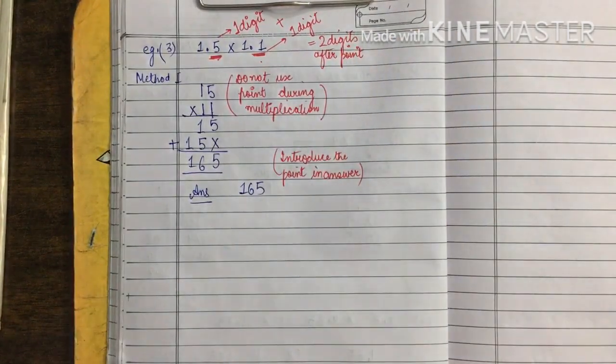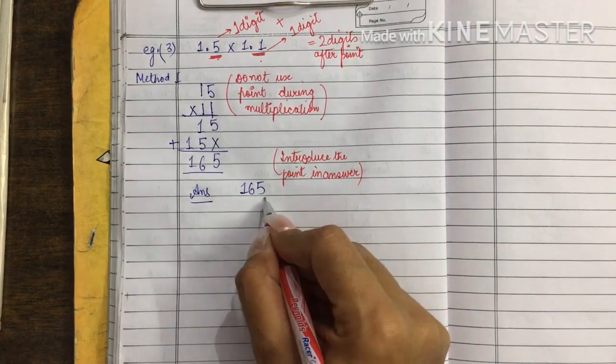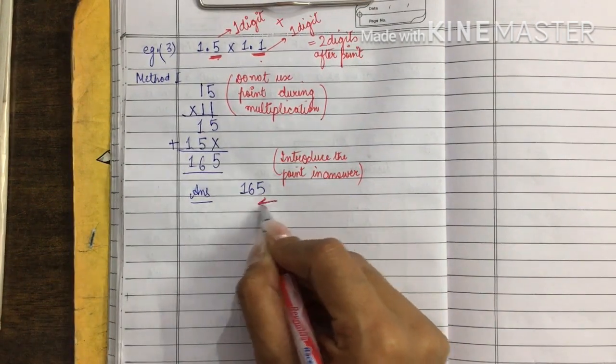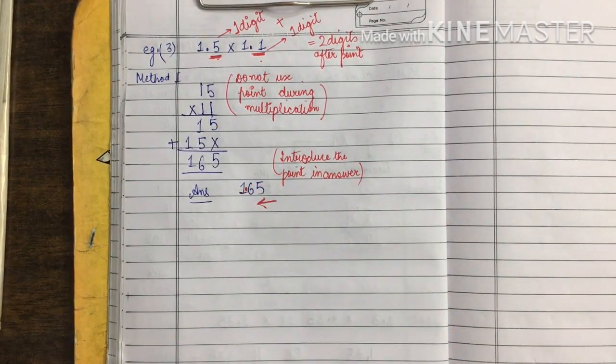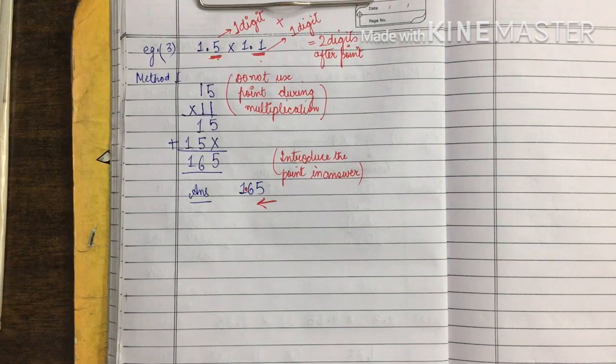So this is what I will do in my answer. In my answer, I want to make sure that after the point there are 2 digits or 2 decimal places. So counting 2 digits from the end, 1, 2, and the point will be placed right here between 1 and 6. So the answer comes out to be 1.65.